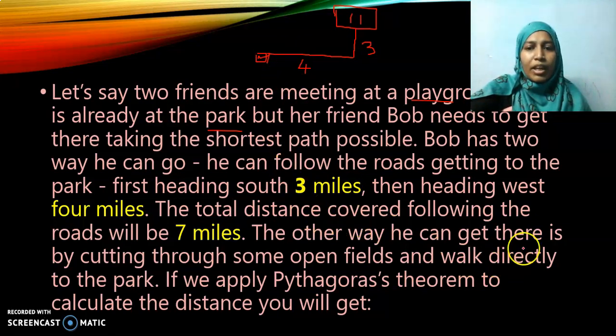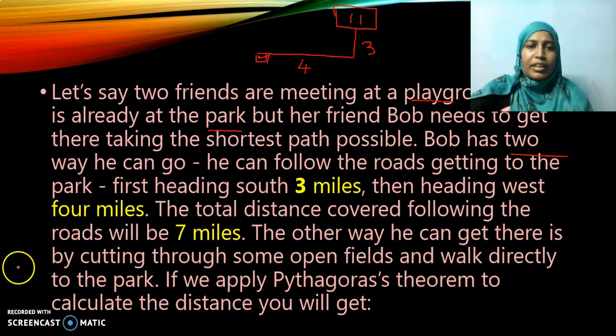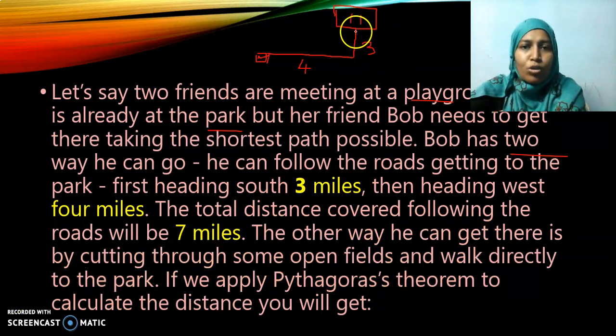The other way he can get there is, now they said we have two ways to follow. Bob has two ways. One is to follow the roads. What is the other way? The other way he can get there is by cutting through some open fields and walking directly to the park.